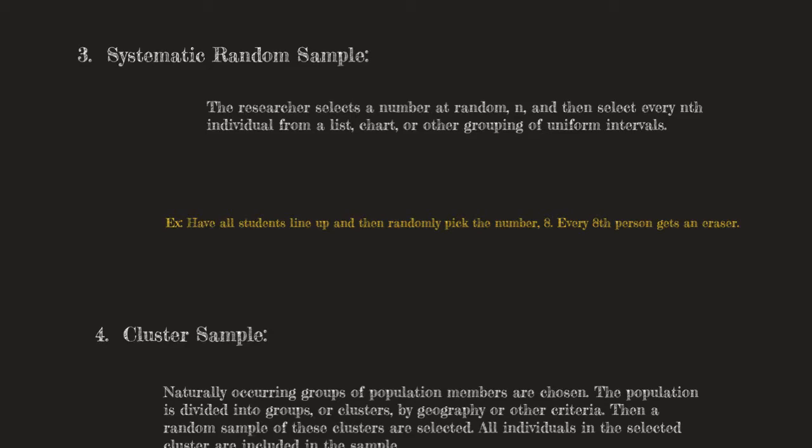Same thing in this example, having all the students line up and then randomly picking a number, let's say 8, every 8th person gets an eraser. So you have the same probability of being selected based on a smaller group of people. Out of every 8 students, 1 out of every 8 is the same proportion or probability of being selected, depending on how many groups of 8 you have. So the probability is still the same.